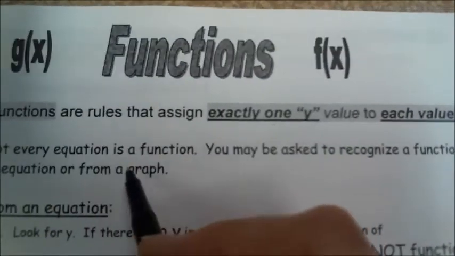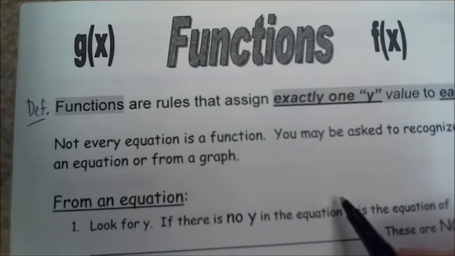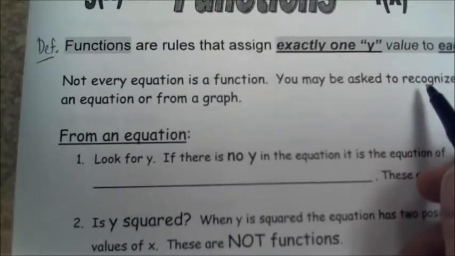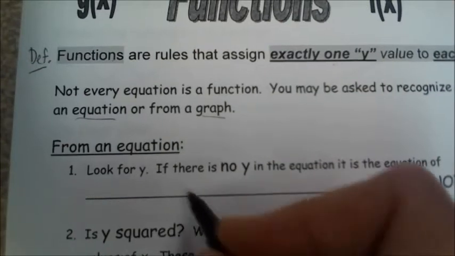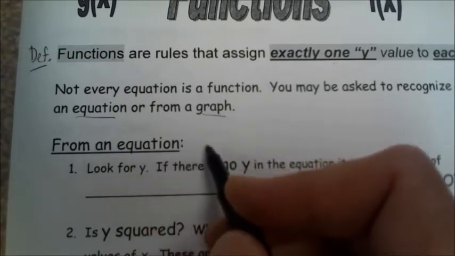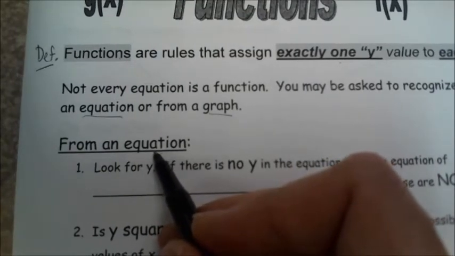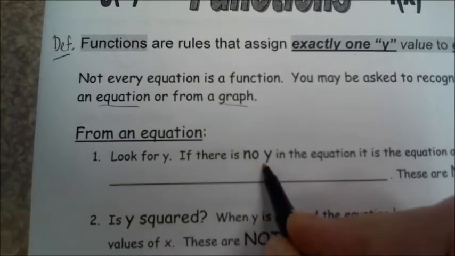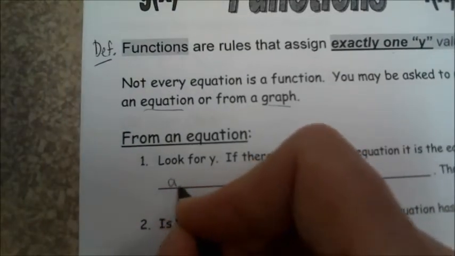Okay, lots of times they're written as equations. Not every equation is a function. Sometimes you're going to be asked to recognize whether something is a function from an equation or maybe from its graph. If you have an equation like y equals something or other or x equals something or other, and you're asked to figure out whether it's a function or not, and we'll talk more about it in a little bit, you're going to look for a y. If there isn't a y in your equation, then it is an equation of a vertical line.